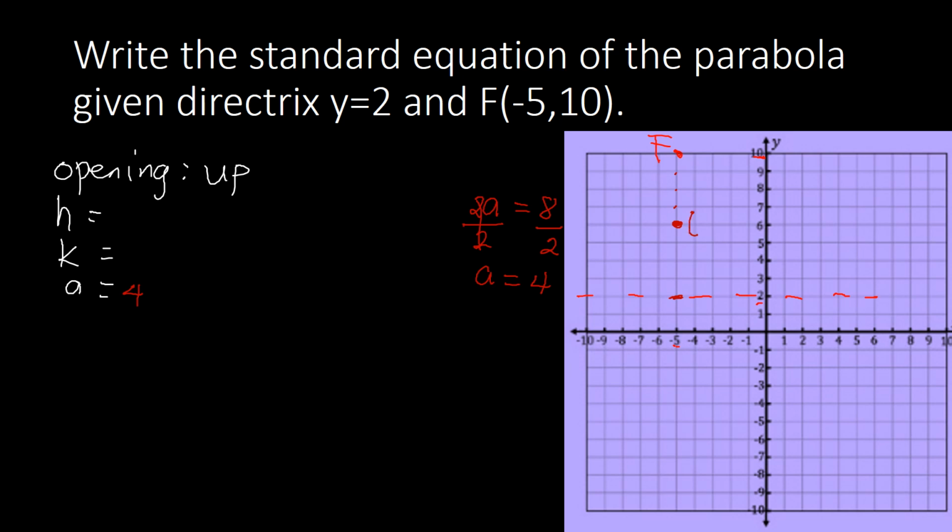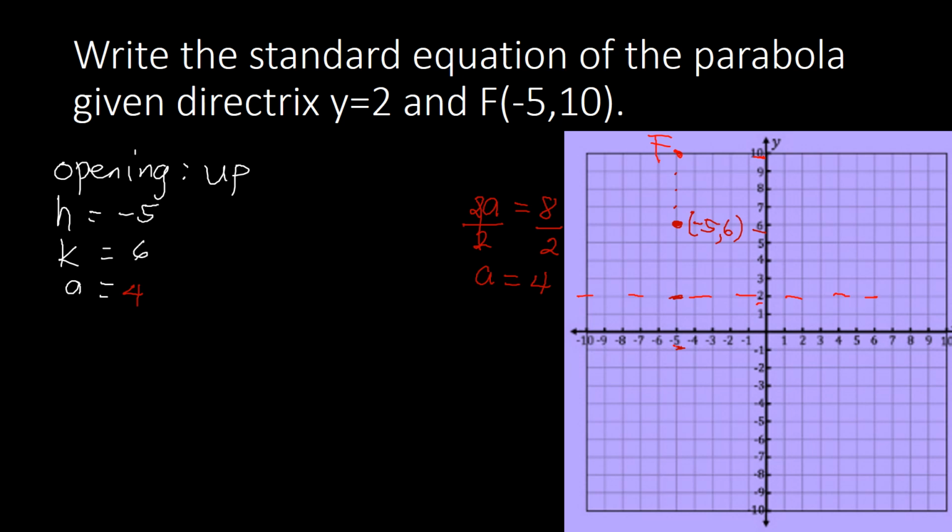So our coordinate for the vertex is negative 5 on the x, and 6 on the y. So this is now our h and our k on the vertex. We are to write that one here. Our h is equal to negative 5. Our k is equal to 6.